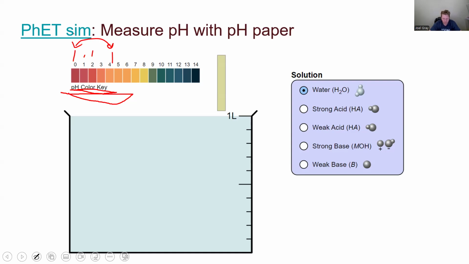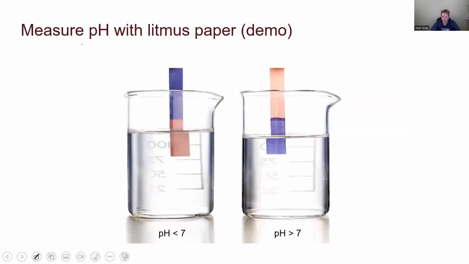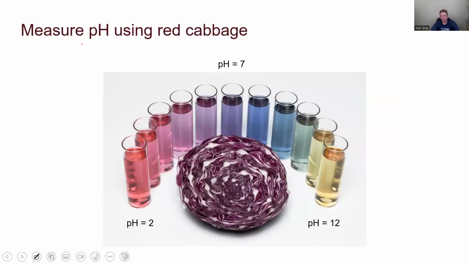This universal litmus paper is useful because it quantifies the pH of a solution, whereas the red or blue litmus paper is just going to tell you if the pH is below a certain amount or greater than a certain amount. It's not going to be as quantifiable. So universal litmus paper is quantifiable, whereas red or blue litmus paper is not. Now, one cool thing that people do from time to time is they use red cabbage. Basically, what you do is you blend up a red cabbage with water, and you can make kind of an indicator solution, a pH indicator solution with this red cabbage juice.